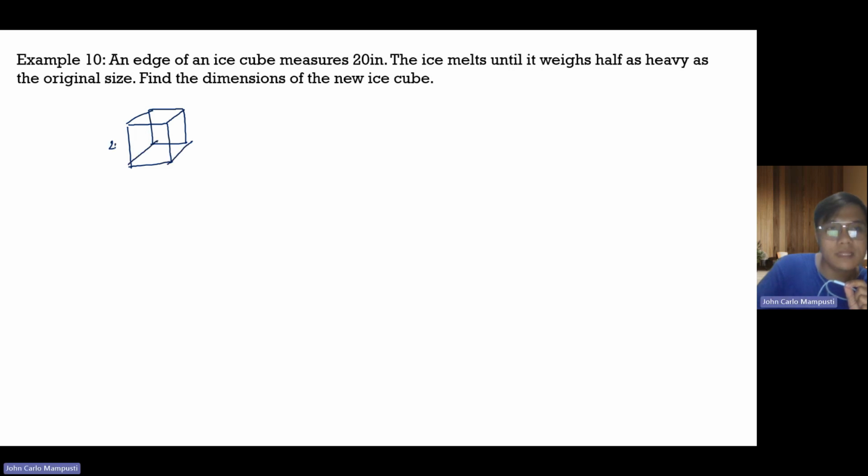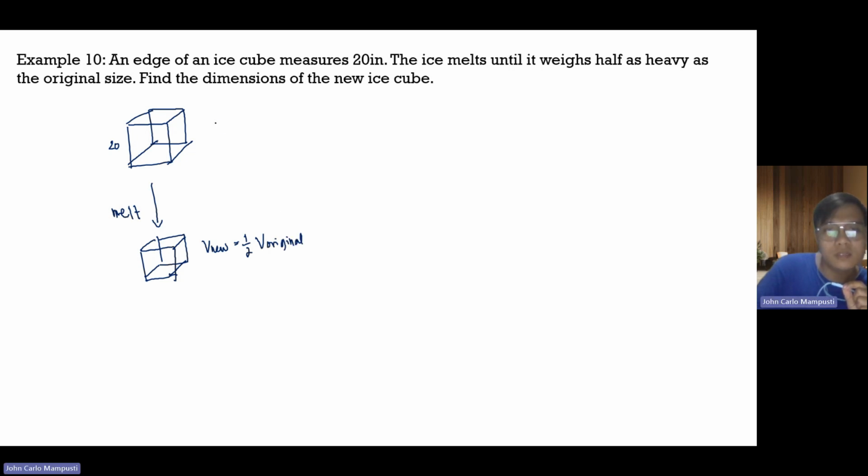So, 20 yan and then nag-melt siya. Okay, naging half na lang yung kanyang volume. Ito yung new volume natin, kalahati daw ng ating original.